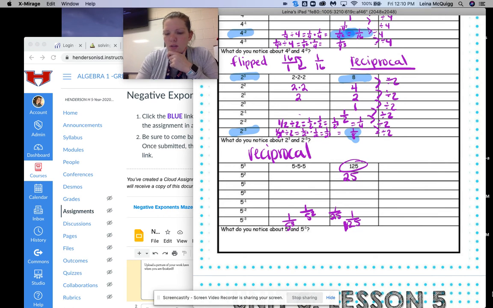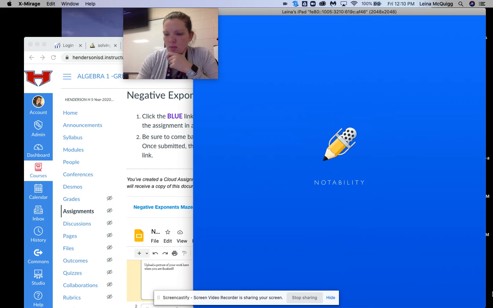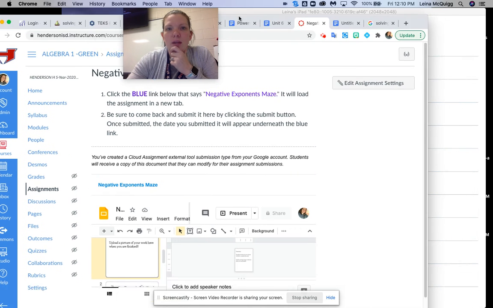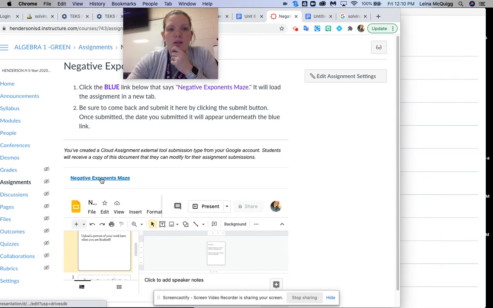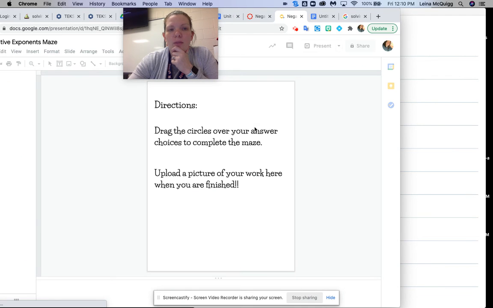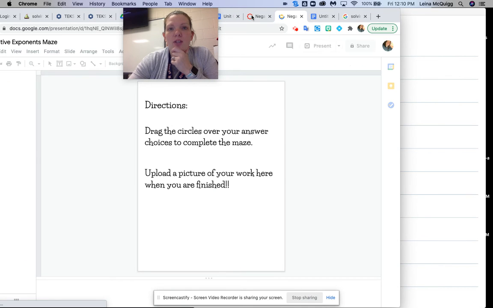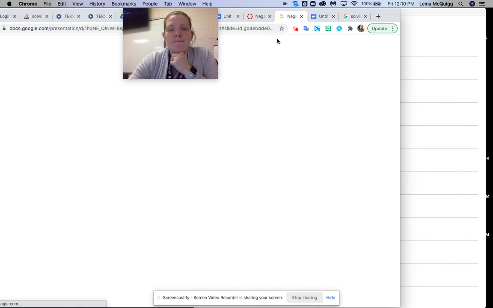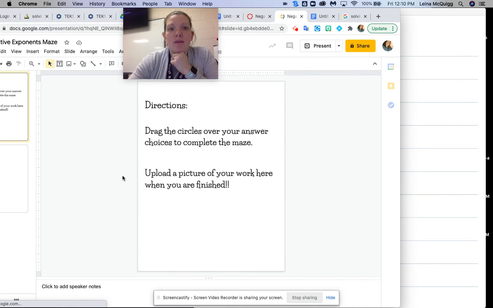So let's look at a couple problems here. Let me just add a space. So you should have this negative exponent maze. Go ahead and open that up. Make sure after you complete this maze, you go back to Canvas and hit the blue submit button. You should have a submit button here, okay? If you didn't submit the maze from Friday, make sure you do that as well.